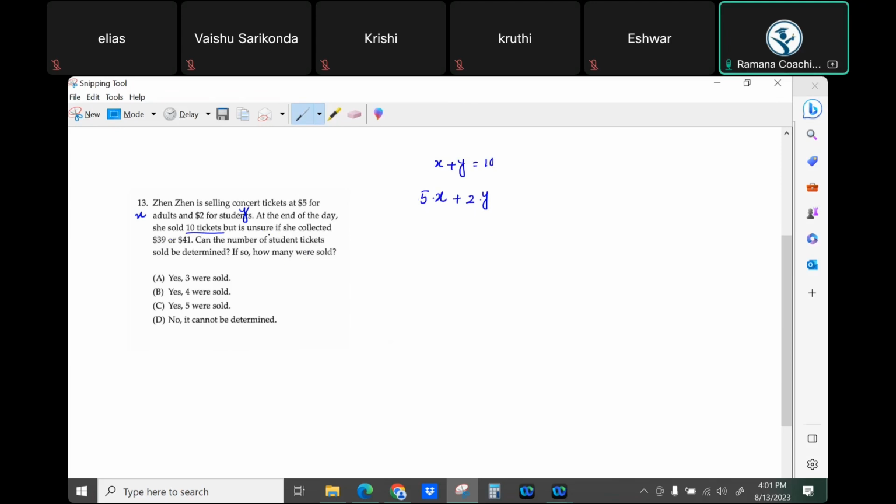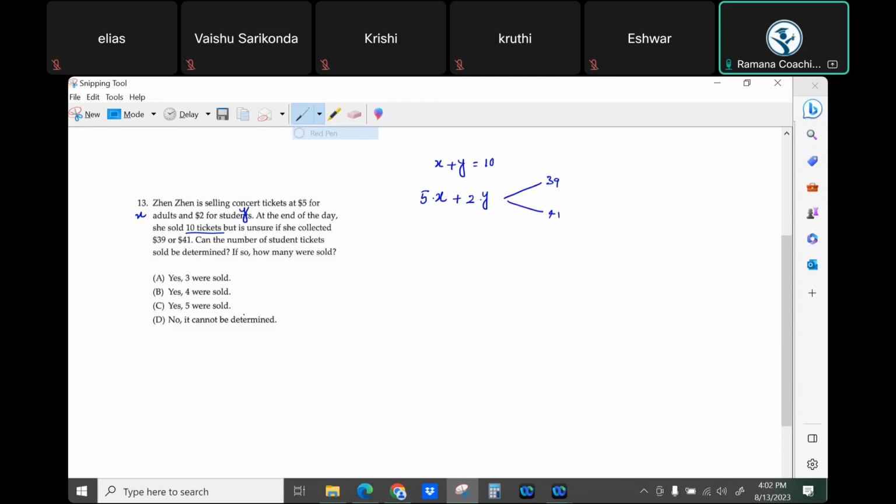And he says he's unsure if he collected either 39 or 41, one of those two. Can the student numbers be determined? Can the student tickets sold be determined? If so, how many were sold?